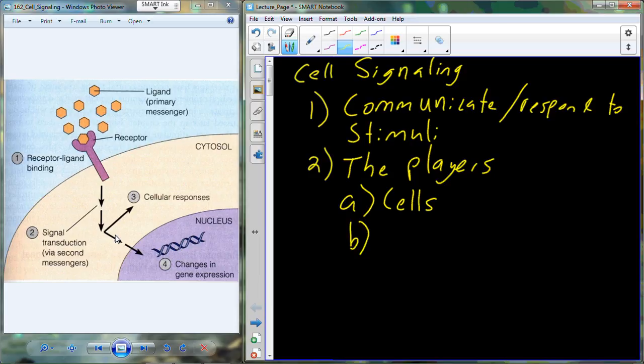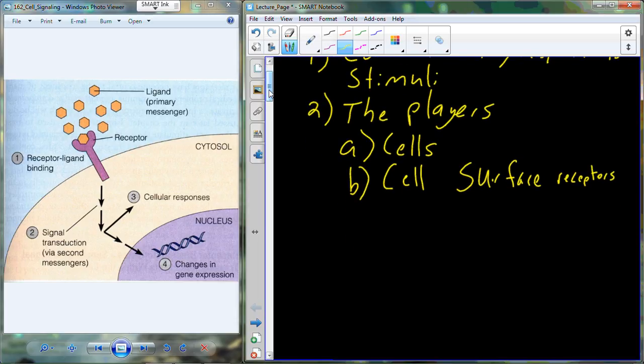What facilitates this communication is the receptor. And we typically are going to refer to them as cell surface receptors. And that cell surface receptor is called that simply because it's on the surface of the cell or in the membrane of the cell. We're going to have signaling factors that will act as stimuli.